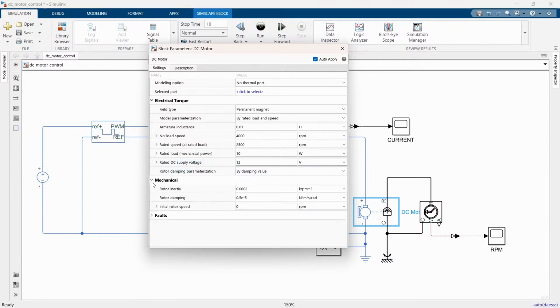Then go to the mechanical section. This is the mechanical section: 0.002 kg meter squared. This is the inertia of the motor's rotor. Next we have to set the rotor damping value. This affects its ability to resist changes in speed. That is the rotor damping.